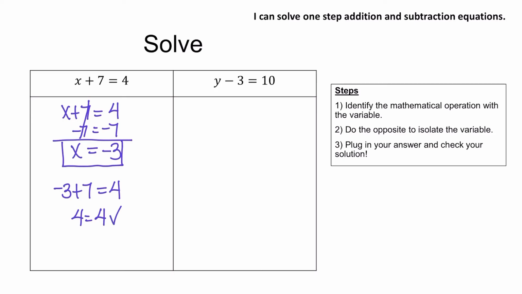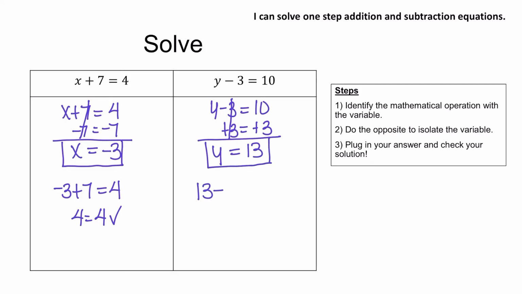Now I have y minus 3 equals 10. The opposite of subtracting is adding. So I'm going to add 3 to both sides. And that is going to give me y. Minus 3 and plus 3 will cancel. And I get y equals 10 plus 3, which is 13. Now I'm going to plug this back in and verify that my solution is correct. So I get 13 minus 3 equals 10. And 10 does equal 10, so that is correct.